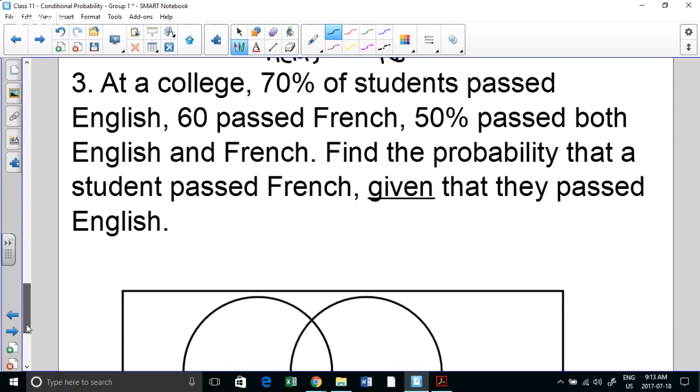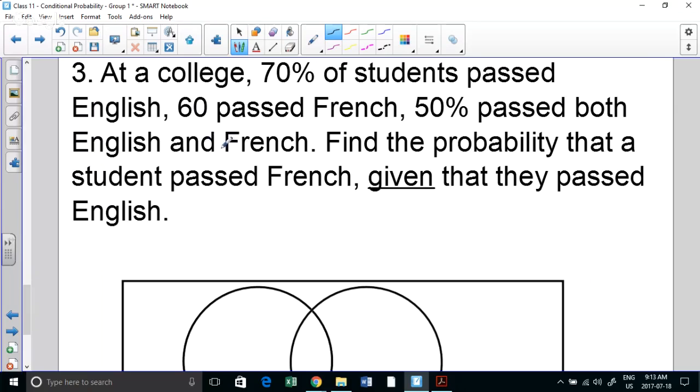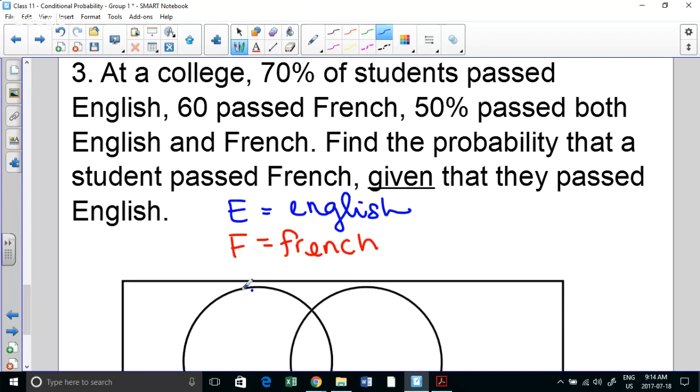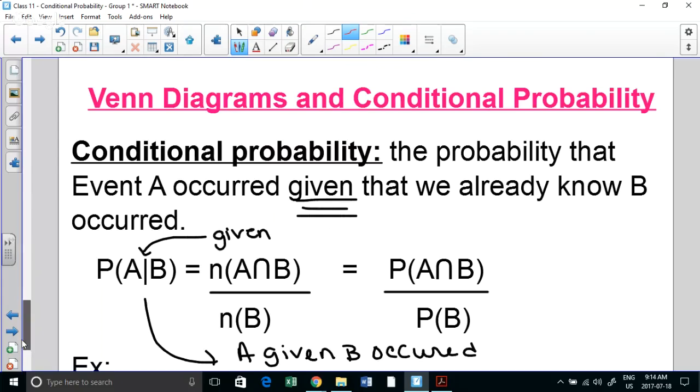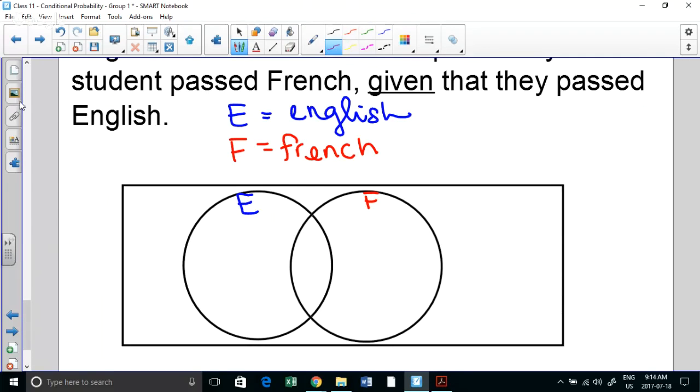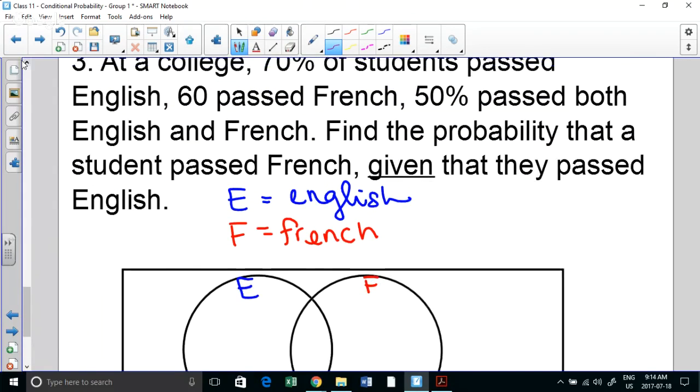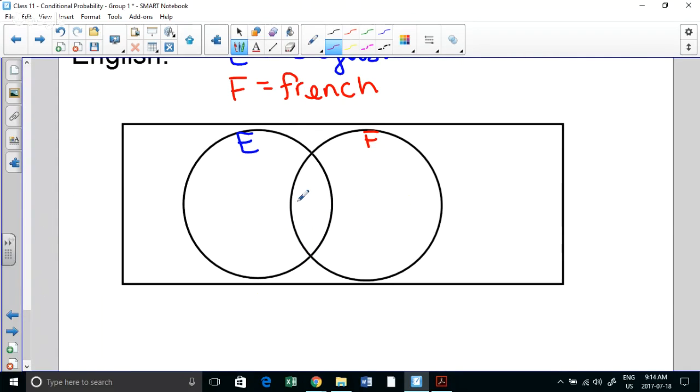At a college, 70% of students passed English, 60% passed French, 50% passed both. Find the probability that a student passed French given that they passed English. Same thing. English, French. So you always start with the intersection. This is not on the exam tomorrow. You start with the intersection, 50%.